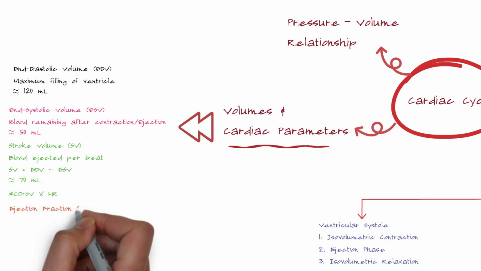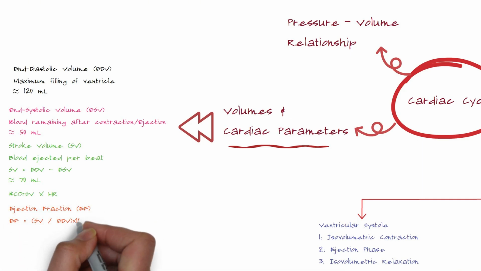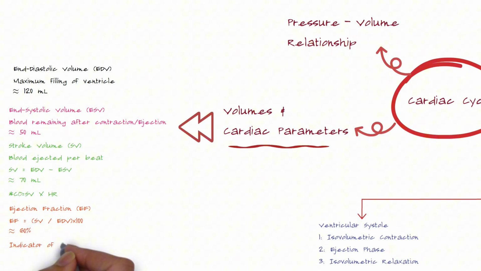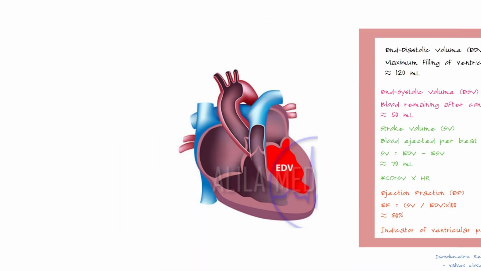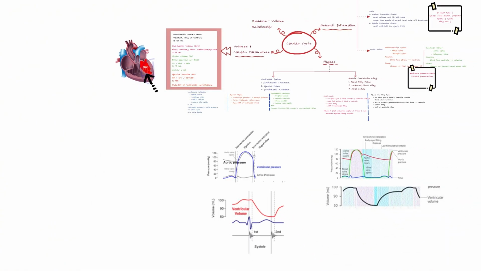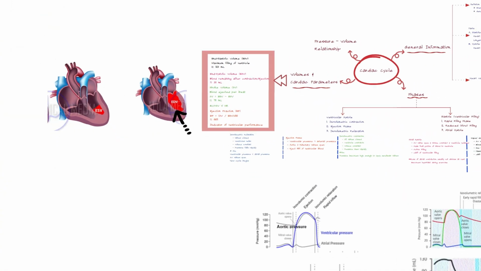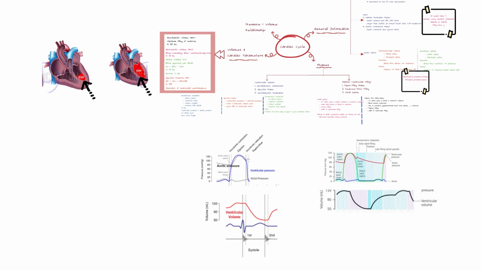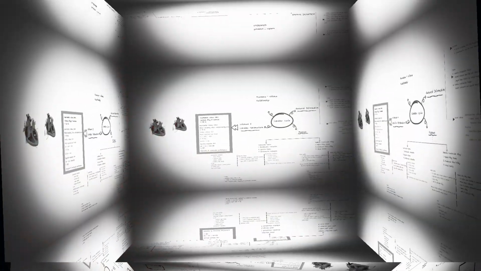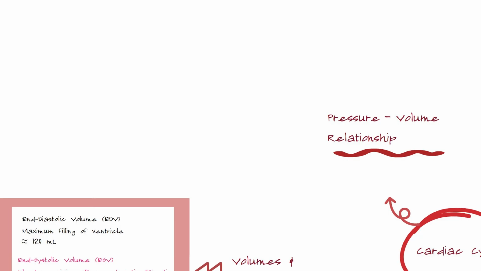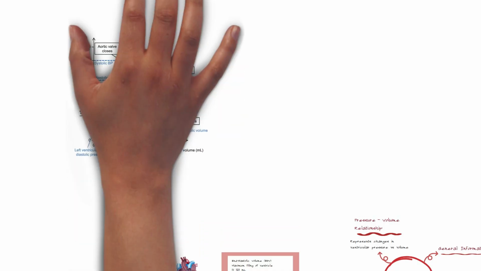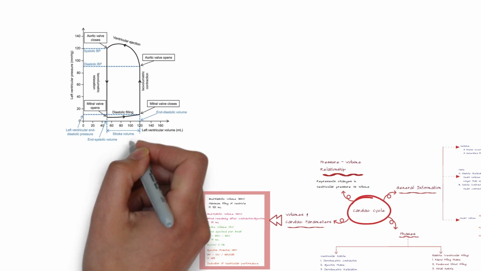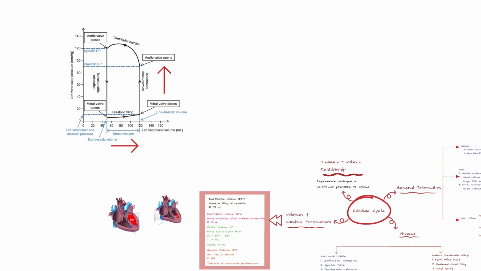The ejection fraction is the percentage of the blood ejected, how much of the end-diastolic volume goes from the heart to the arteries. It is around 60%, and it equals the stroke volume over the end-diastolic volume, and it's an important indicator of heart function. And finally, let's understand the pressure-volume relationship. This curve shows the pressure changes with the volume inside the ventricle, and it shows the four phases.